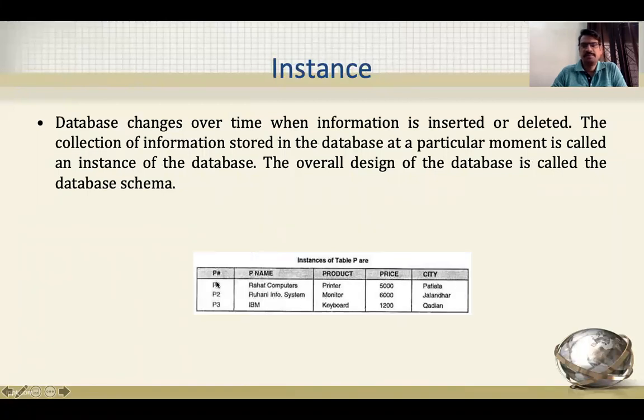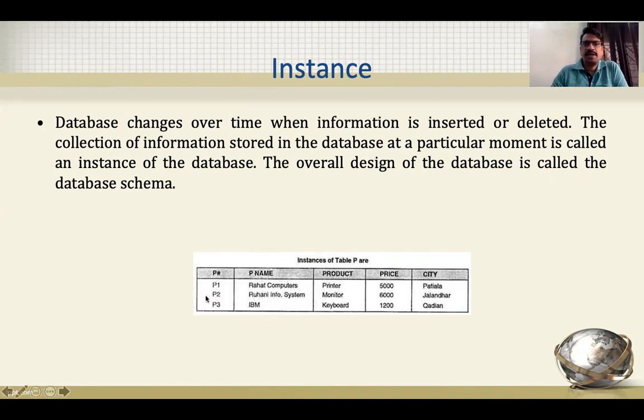As you can see, at any time T1 or at any time T, there are three instances that we can say. This is one instance, this is another instance, this is another instance. One instance is nothing but one record, or one row, which is inserted over time. It doesn't mean that you are always going to insert values into the database. There might be some time when you have to delete some data from the database.